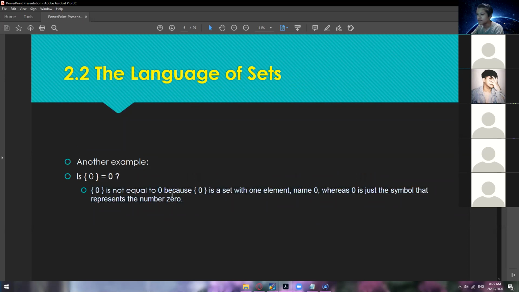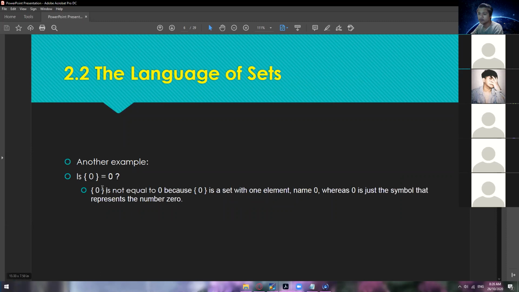Okay, so napasama na yung sagot. So as you can see right here, 0 is not equal to {0}. Okay, so this one is actually a set. If you notice, meron tayong curly bracket, and then inside of that curly bracket, we have an element of 0, or we have a value of 0. So kapag nakakita kayo ng curly bracket, this is very important. Kapag may curly bracket, meaning set na siya.